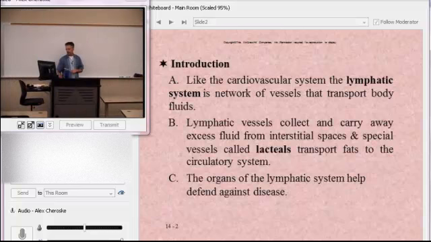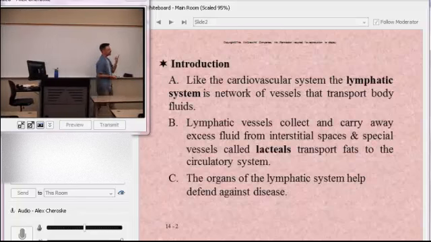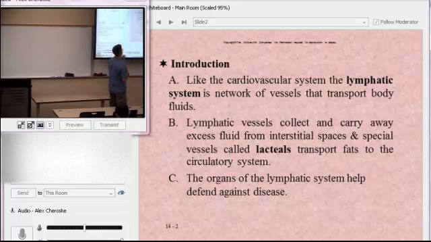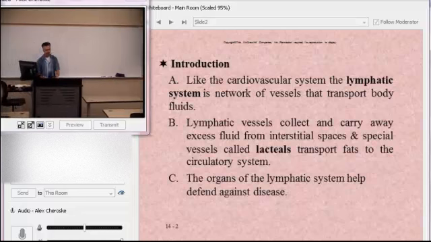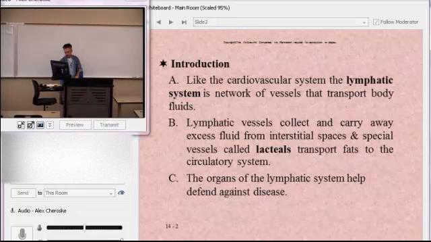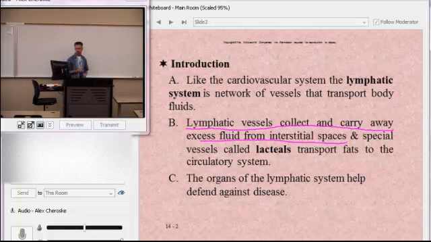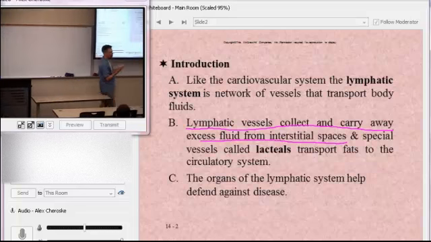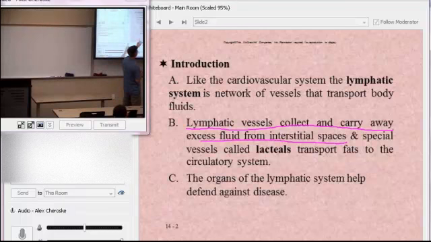Okay, so in essence, we've got 3 major functions for the lymphatic system or the immune system. The first one is what we mentioned when we were talking about the cardiovascular system, about fluid exchange occurring down at the tissue level. We said that these lymphatic vessels will collect and carry away excess fluid from what we call the interstitial spaces. That's basically the intercellular space in between those cells of the tissues, whether it's the skin or muscles or whatever, okay? So the first major function for the lymphatic system is to collect this excess fluid.